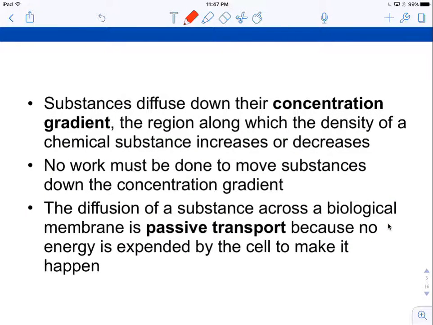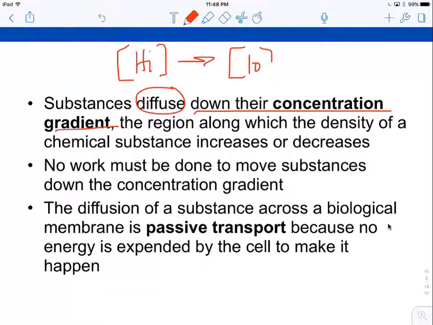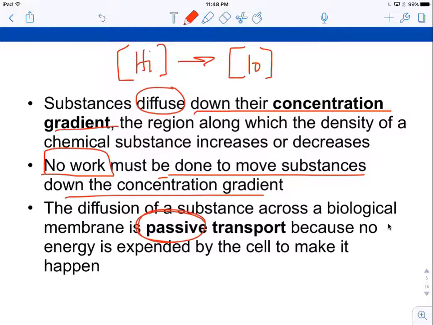So as I just mentioned, substances diffuse, i.e. no energy, down their concentration gradients. Okay, so this means from an area of high concentration, the brackets mean concentration, toward an area of lower concentration. Again, no work is done via diffusion to move the substances down their concentration gradient. Okay, and so therefore diffusion is always passive because it does not require energy.